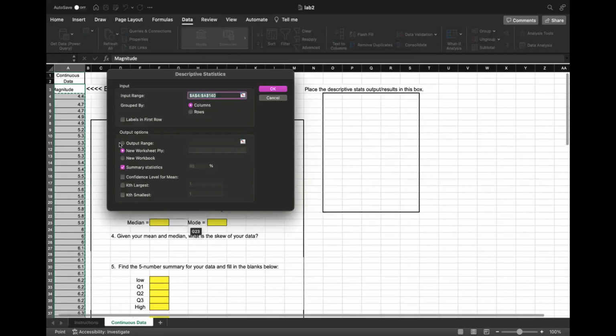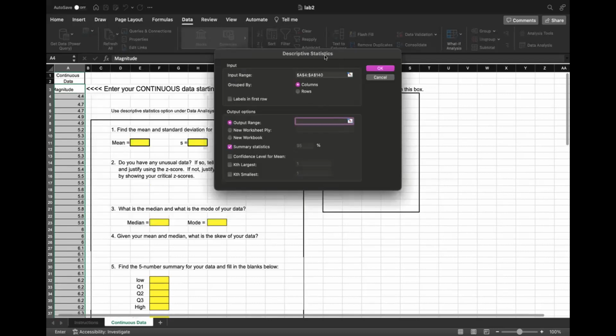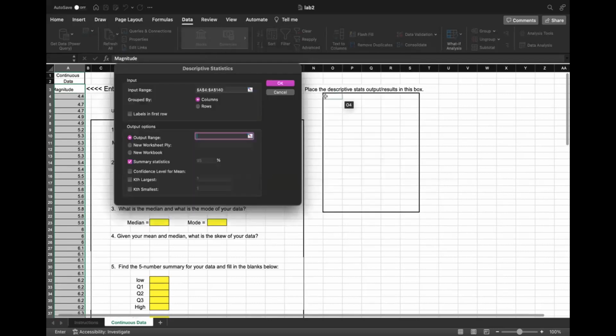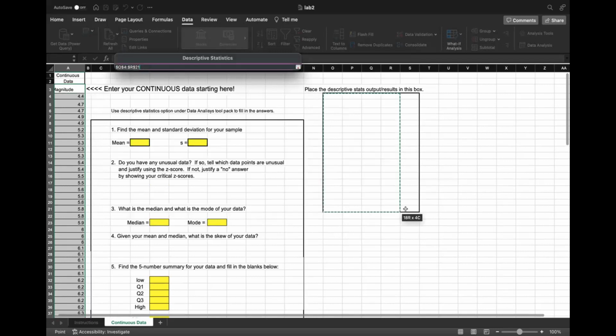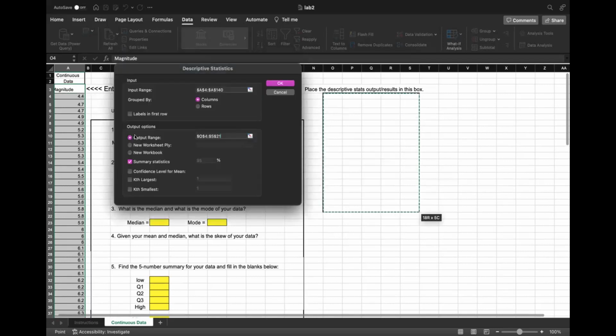My output range right here. What I want for output, uh-oh. I want it to land in this box. My output range. I want it to land in that box. So click on output range and check in this box. I want it to land in here.